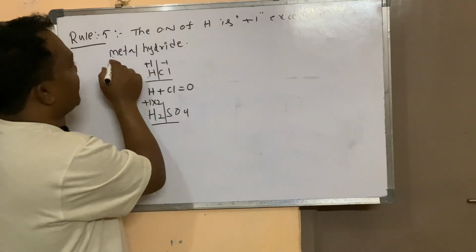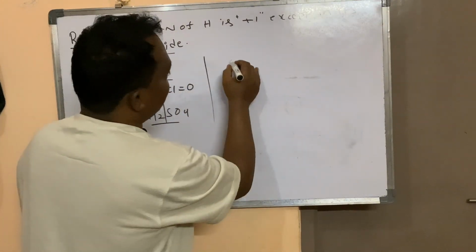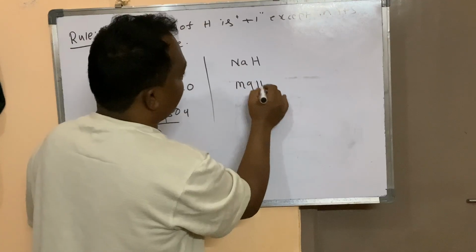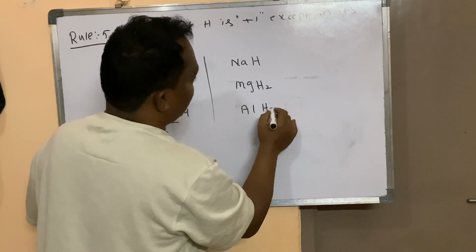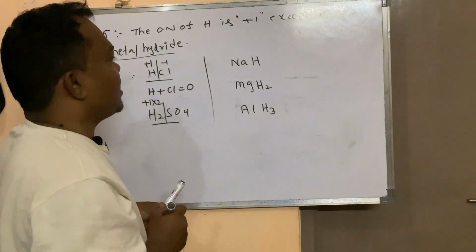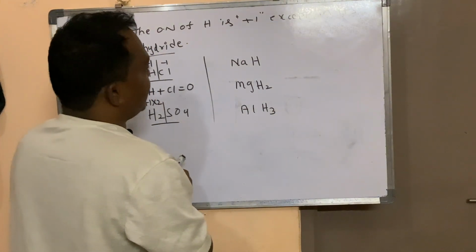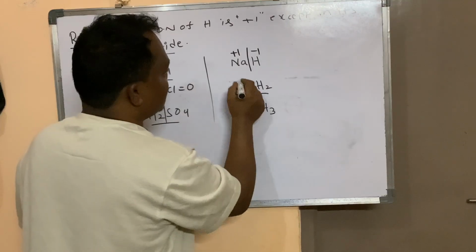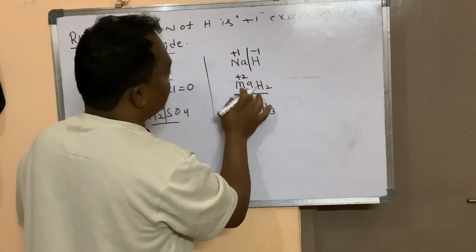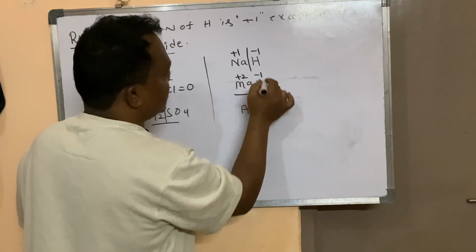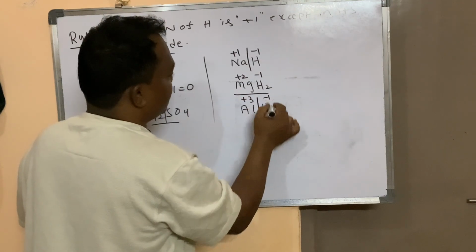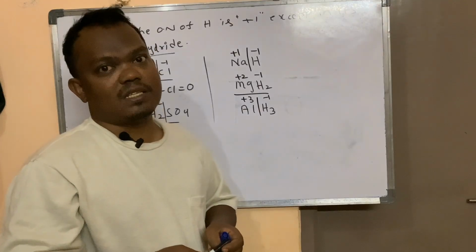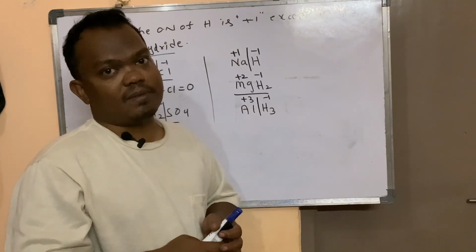Now there is one exception: metal hydrides. What are metal hydrides? When a metal combines with hydrogen, it is called a metal hydride. For example, sodium hydride, magnesium hydride, aluminum hydride. In sodium hydride, the alkali metal is in the combined state with plus 1, so obviously hydrogen becomes minus 1. In magnesium hydride, magnesium is plus 2, and hydrogen becomes minus 1. In aluminum hydride, aluminum is plus 3, and hydrogen becomes minus 1. So simply, hydrogen is always plus 1 except in metal hydrides, where it exhibits minus 1.